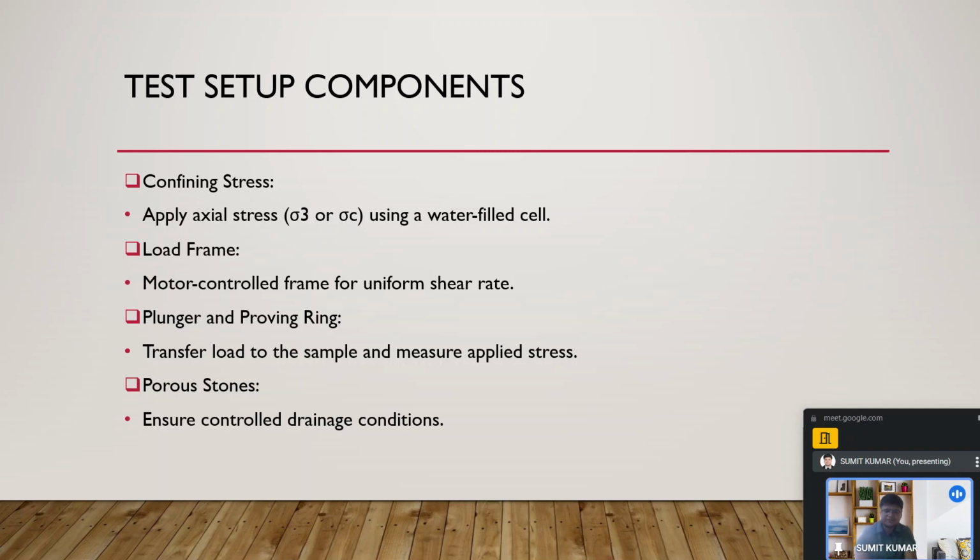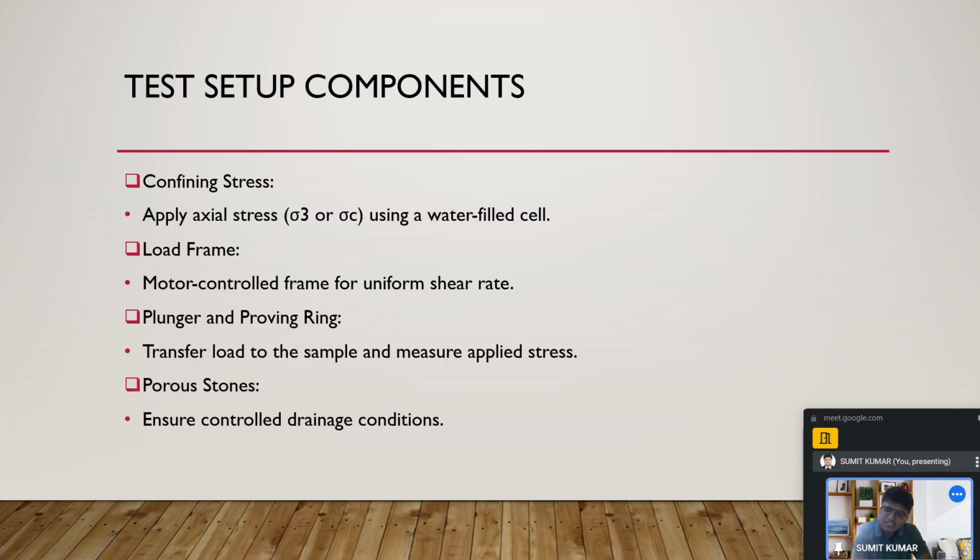Now we will start our understanding with the help of test setup components. As we earlier know, first of all the sigma 3, or the confining pressure, is applied with the help of water. And when we talk about the load frame, a motor controlled frame for a uniform shear rate is used, and a plunger and a proving ring apply the axial stress to transfer the load to the sample and measure the applied stress.